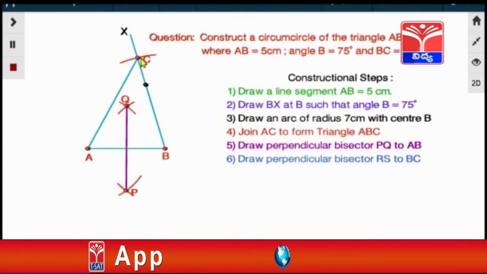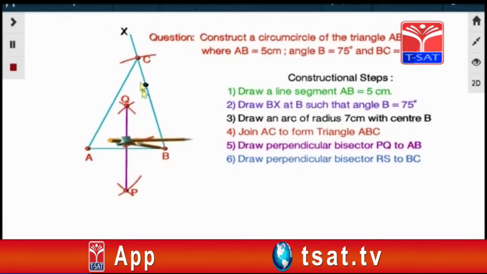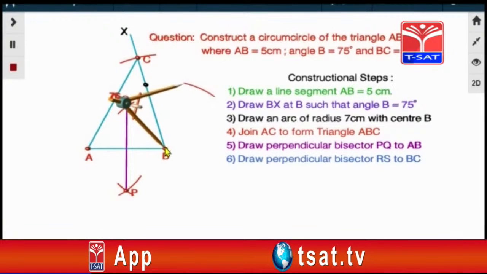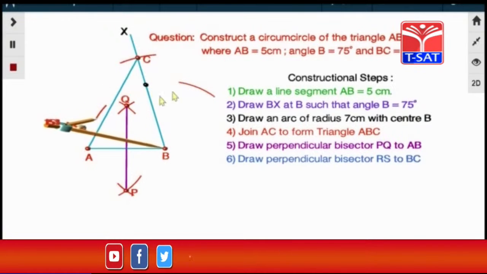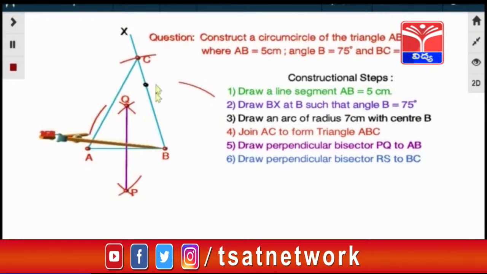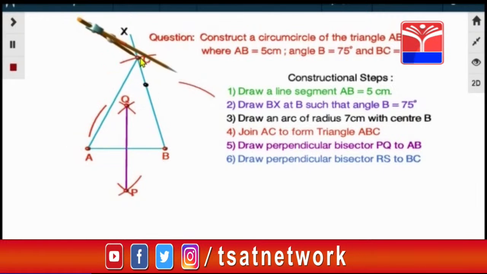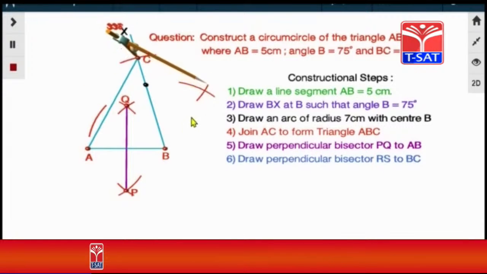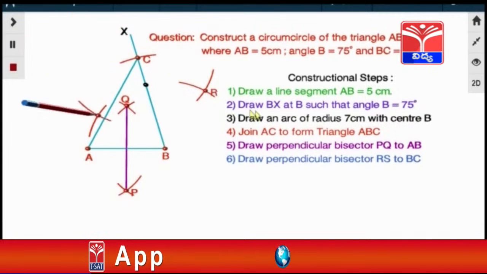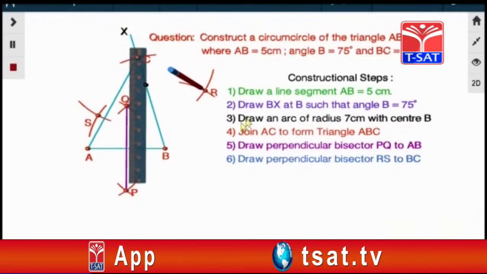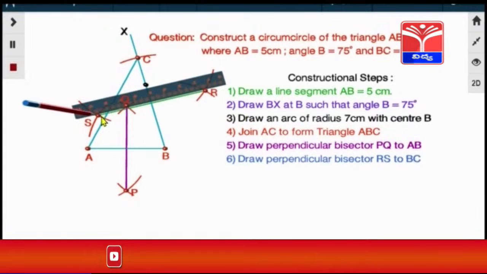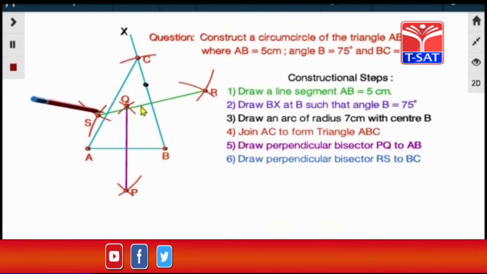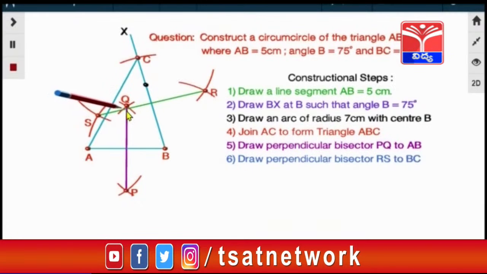Now let us draw the perpendicular bisector of BC. For that also, from B with more than half, draw 2 arcs. In the same way, from C, cut the previous arcs with the same radius. Let us join RS. If you observe, PQ and RS join at a point.